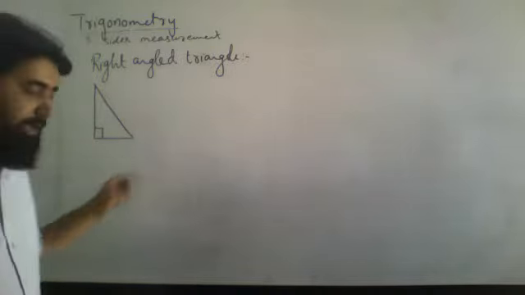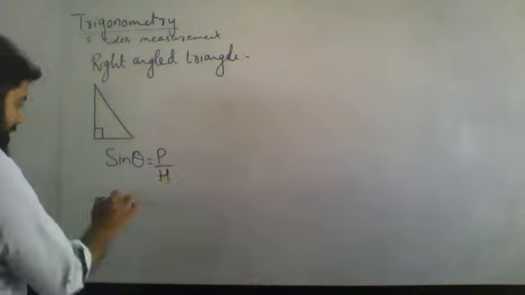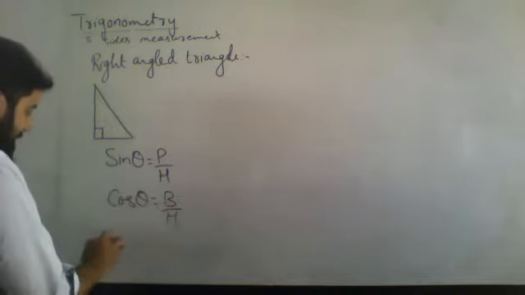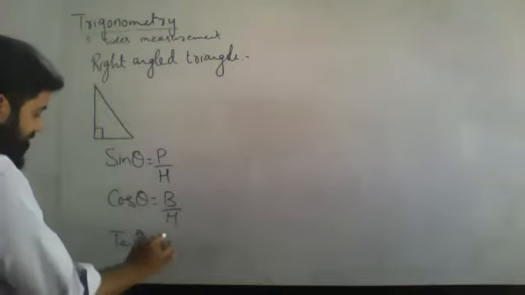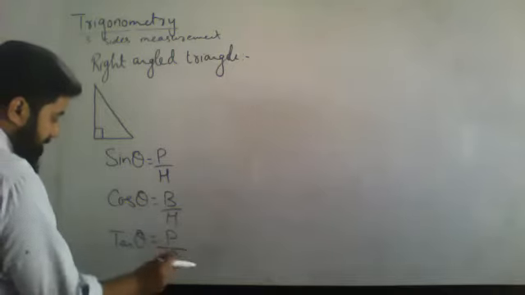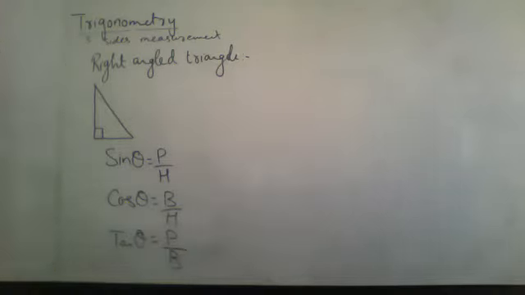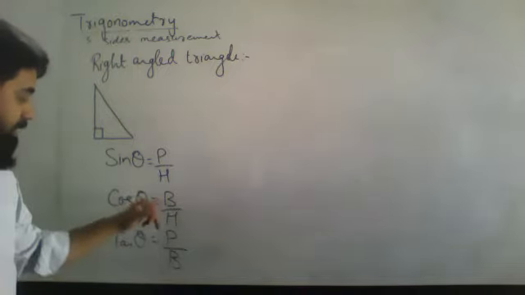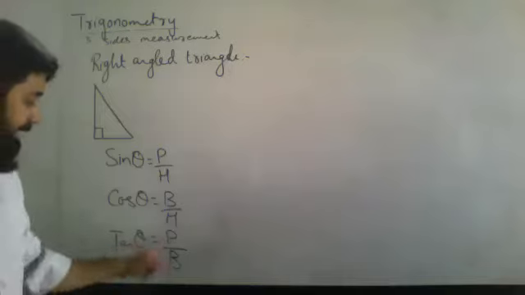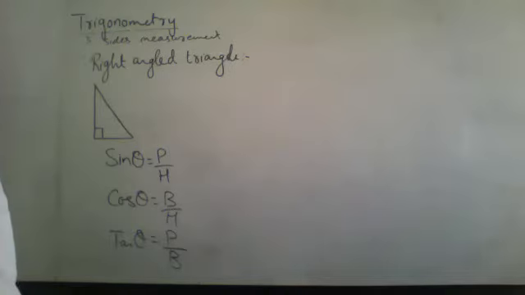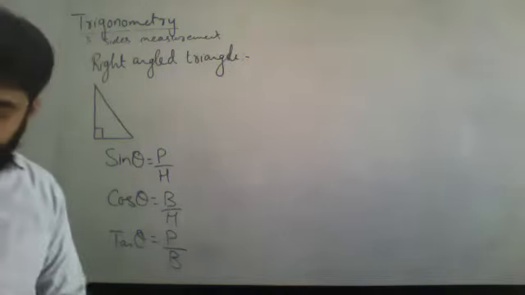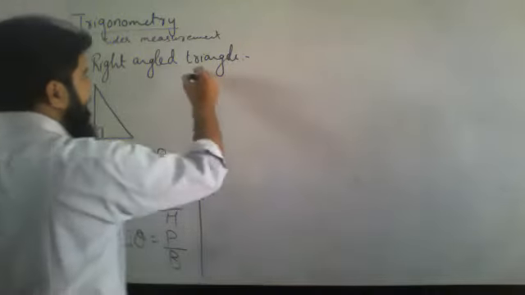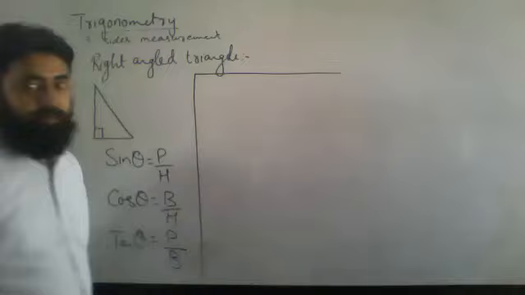Sin theta equals perpendicular upon hypotenuse, cos theta equals base upon hypotenuse, and tan theta equals perpendicular over base. Okay, this is the concept which you have to remember. Sin theta equals perpendicular over hypotenuse, cos theta equals base over hypotenuse, and tan theta equals perpendicular over base.